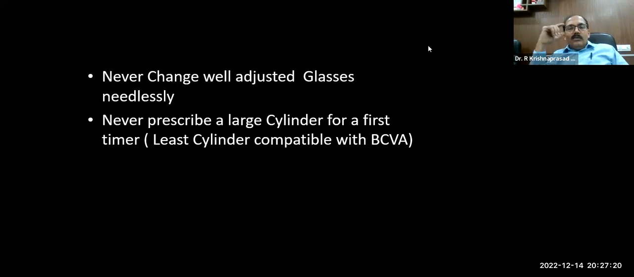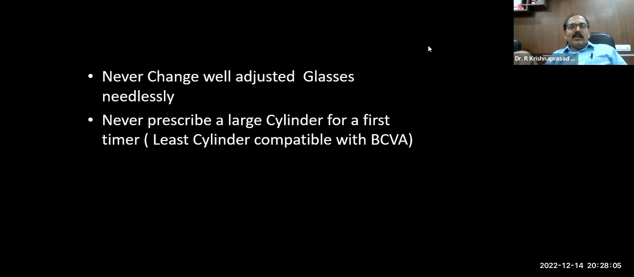For example, a patient comes. He has not used glasses. He has plus two sphere, minus four cylinder, 90. So you do the autorefractometer and just put it there and you prescribe the glasses. The patient says, let's say, 6/12. This patient will never get used to this minus four cylinder because it's the first time. Then you go and check again. With plus two sphere and minus three cylinder also he is 6/12. Minus four cylinder also he is 6/12. So you need to give the least cylinder which is compatible with best corrected visual acuity. So he would be more happy with minus three cylinder rather than minus four cylinder.